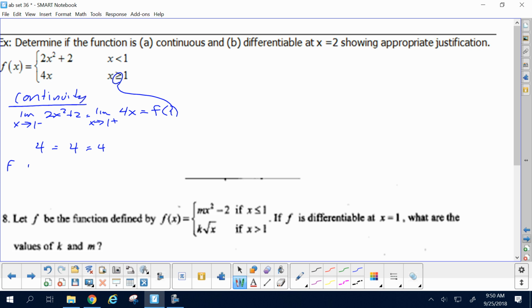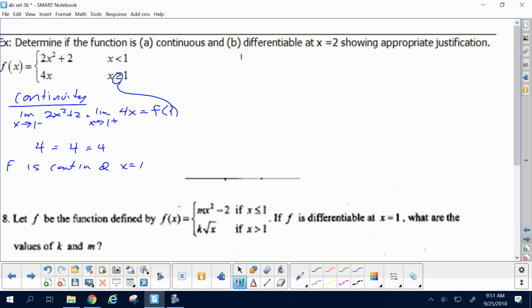So f is continuous at x equal 1. Now that means that it has a chance for being differentiable. If it was not continuous, then it has no chance of being differentiable because you cannot have a derivative at a discontinuity. Because it is continuous, then I can go ahead and say, all right, what about the differentiable question?